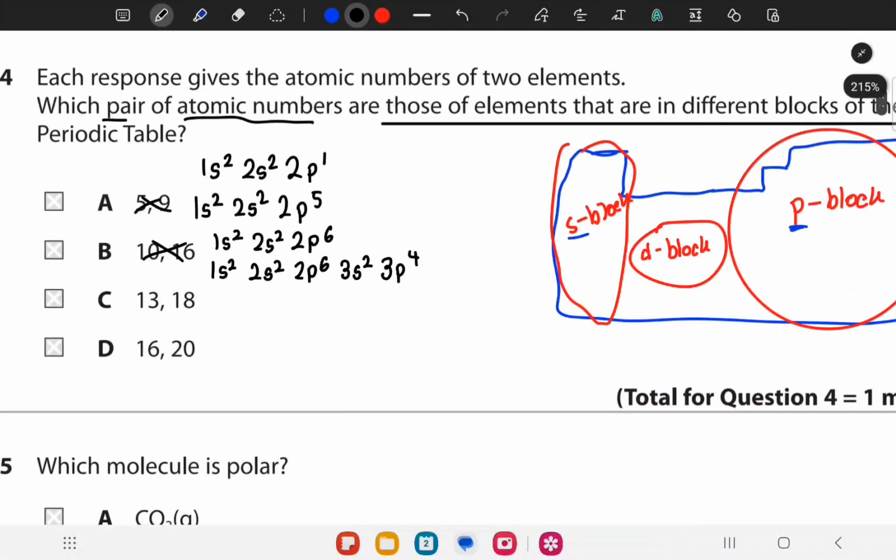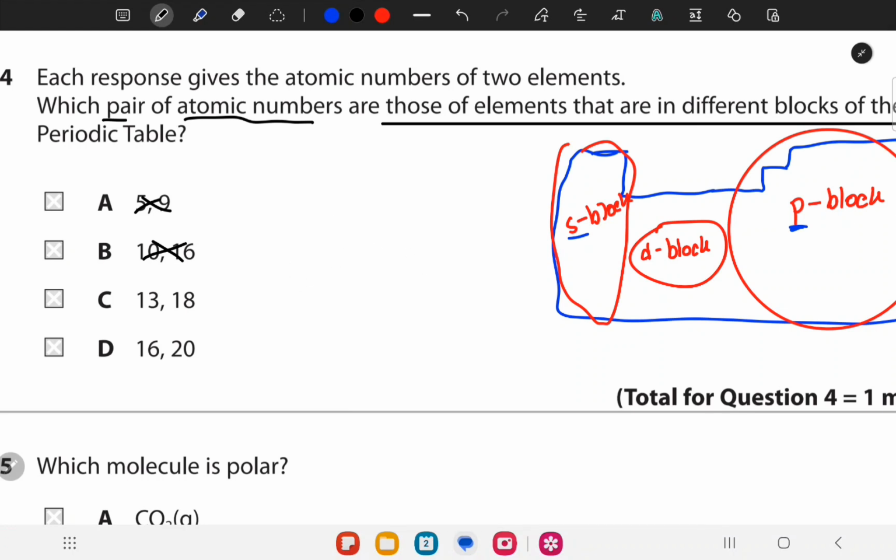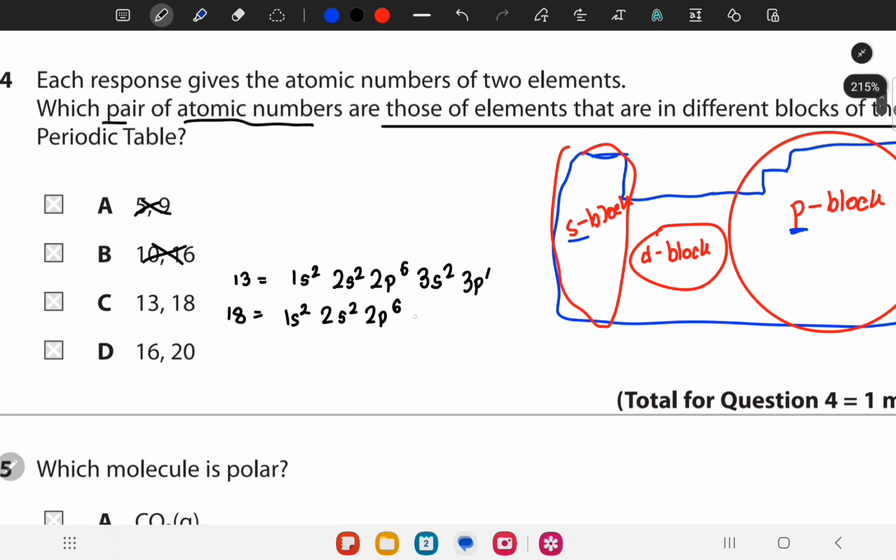For 13 and 18, let me erase the previous ones. For 13 we have 1s2, 2s2, 2p6, 3s2, 3p1. For 18 we have 1s2, 2s2, 2p6, 3s2, 3p6. So both of them are P block elements, so they are not our answers as well.